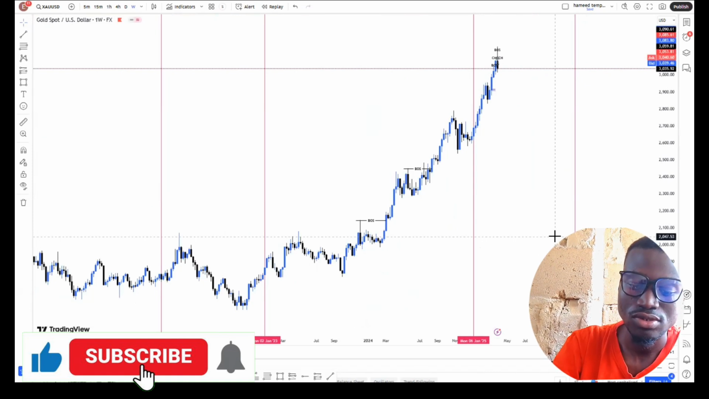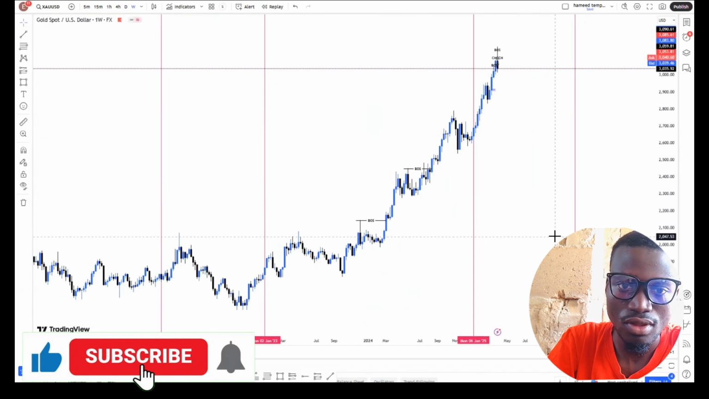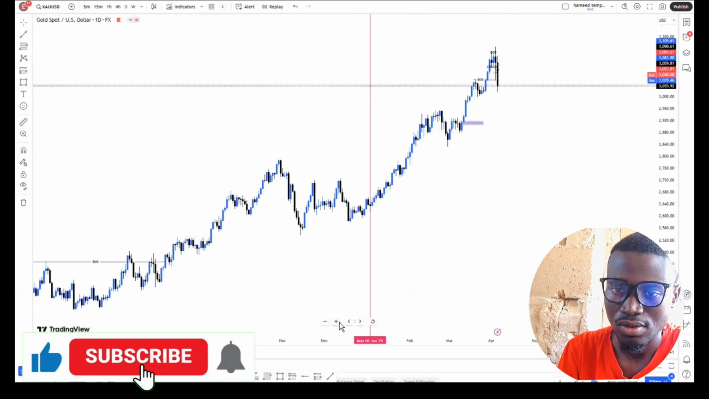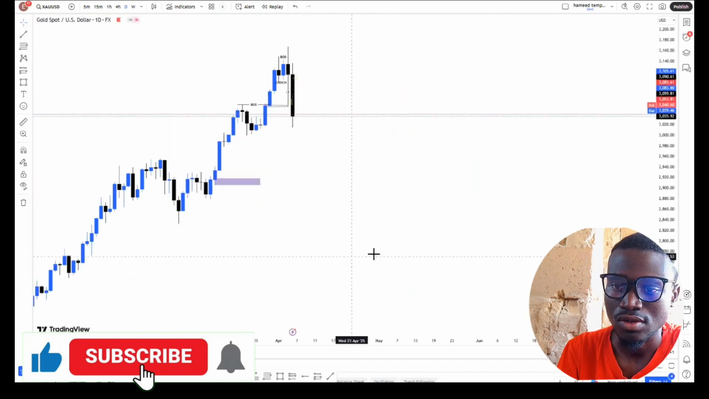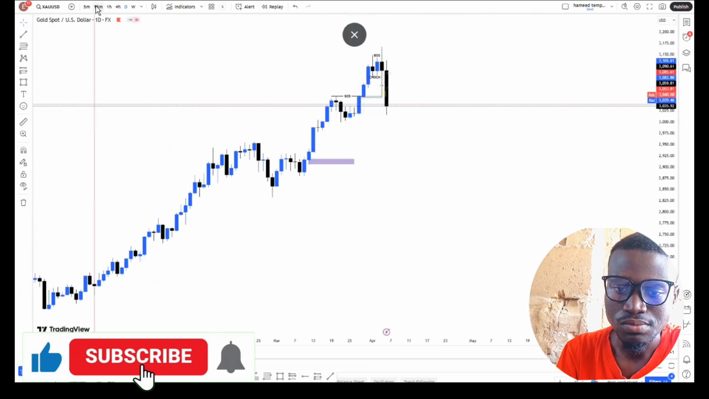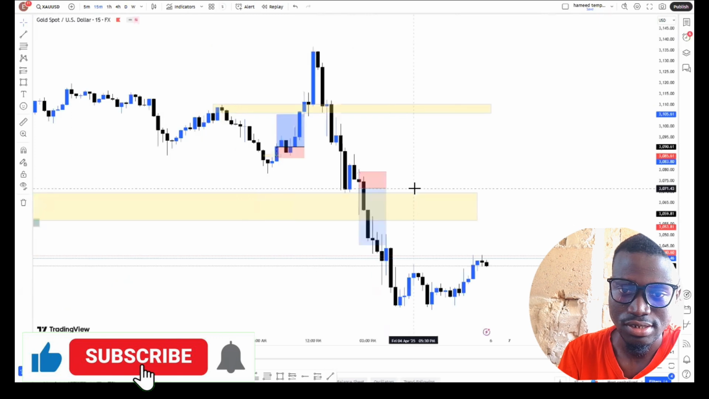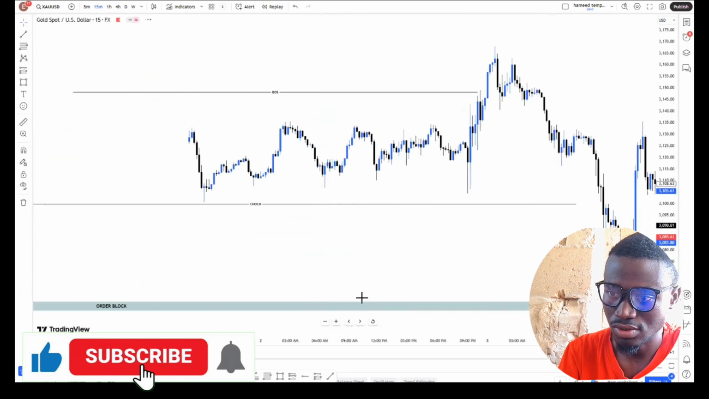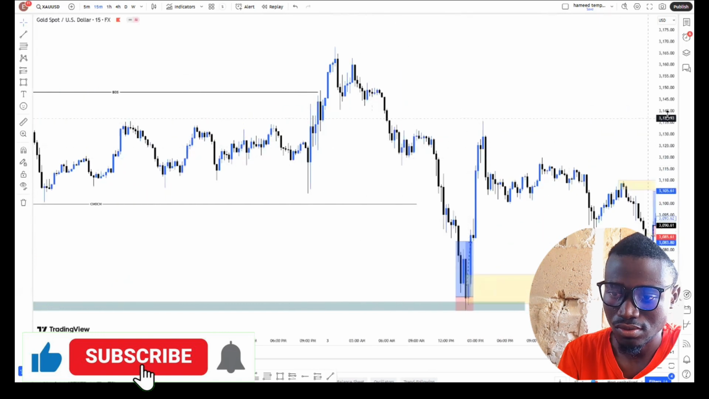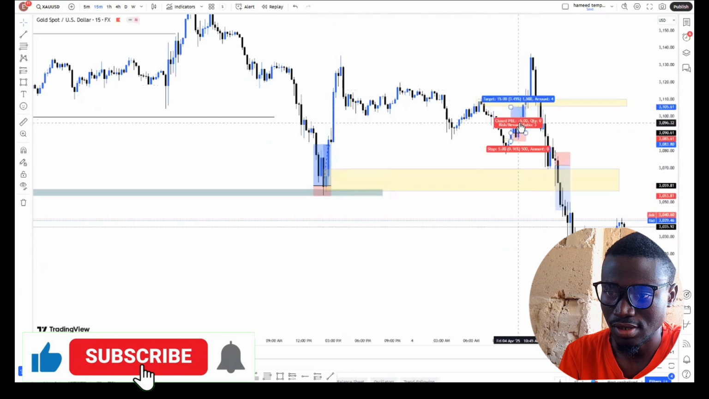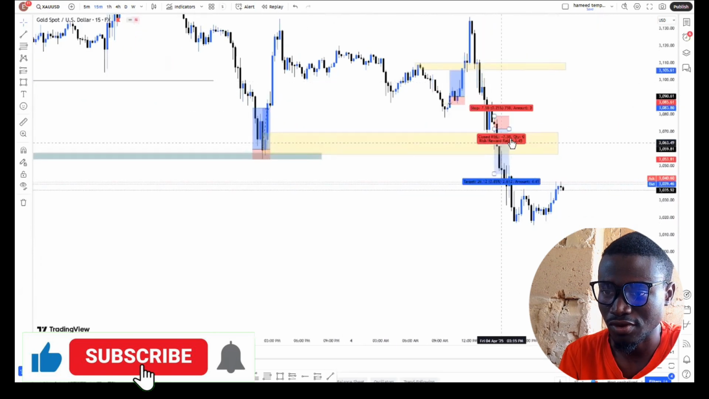So now we are just going to go to daily time frame. On daily time frame, see what is happening here. Okay, let me just go to 15 minutes. These are the trades I took last week on gold. This is one here, another one here, and another one here. I think this one stopped me out before moving to my direction.